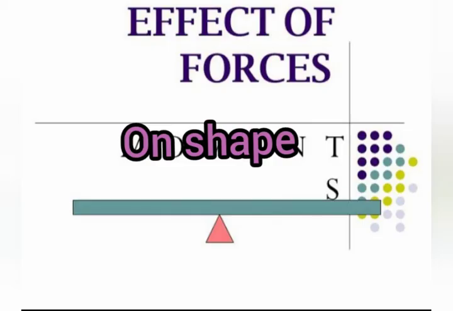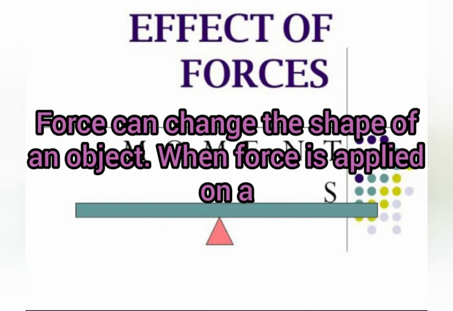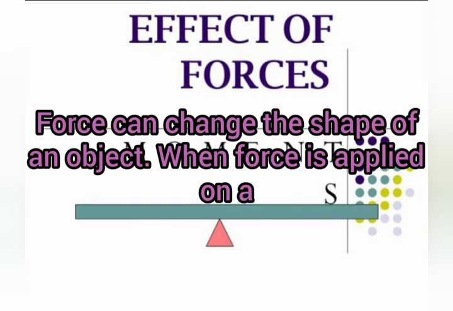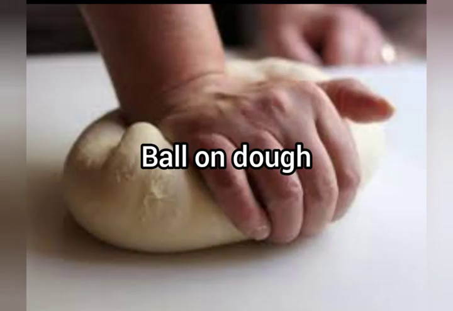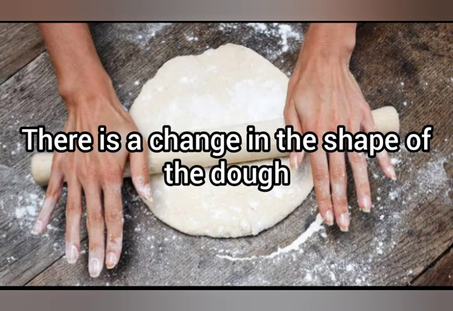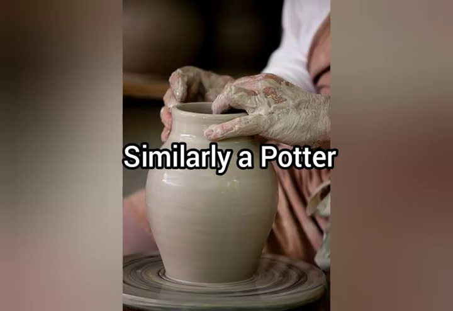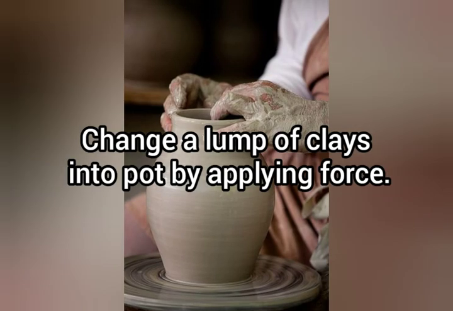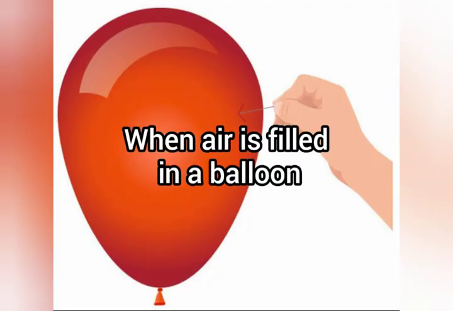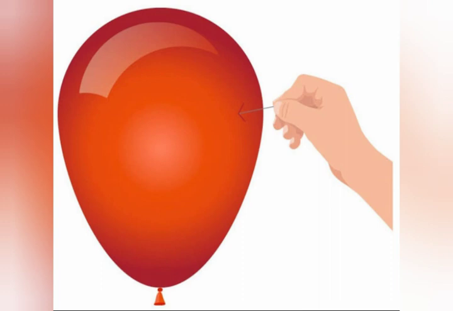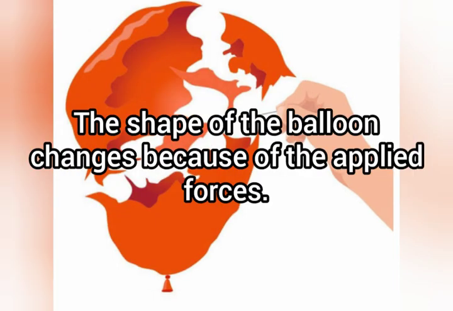Effect of force on shape. Force can change the shape of an object. When force is applied on a ball of dough, there is a change in the shape of the dough. Similarly, a potter changes a lump of clay into a pot by applying force. When air is filled in a balloon, the shape of the balloon changes because of the applied forces.